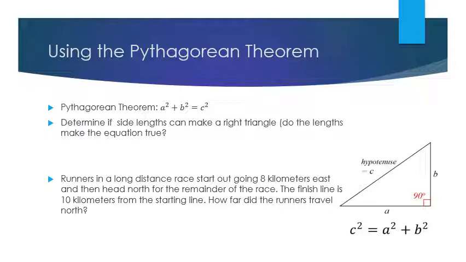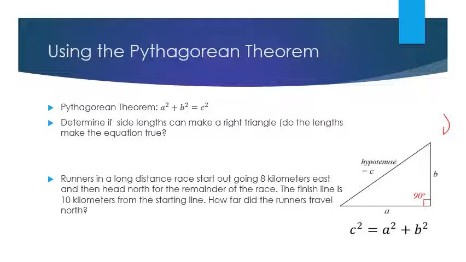Remember, the Pythagorean theorem is probably something you learned earlier, but we're going to review it here and use it in a lot of purposes. The basic theorem says that a squared plus b squared equals c squared, and it is related to right triangles.